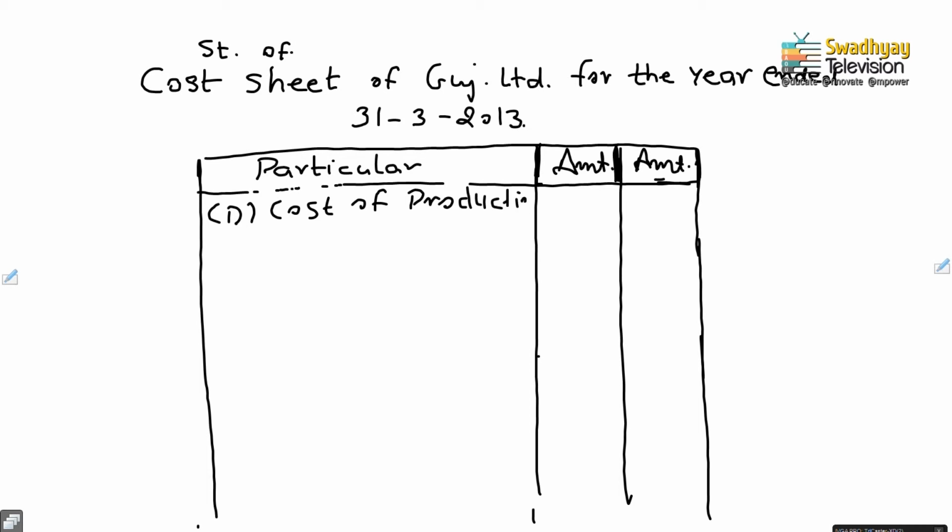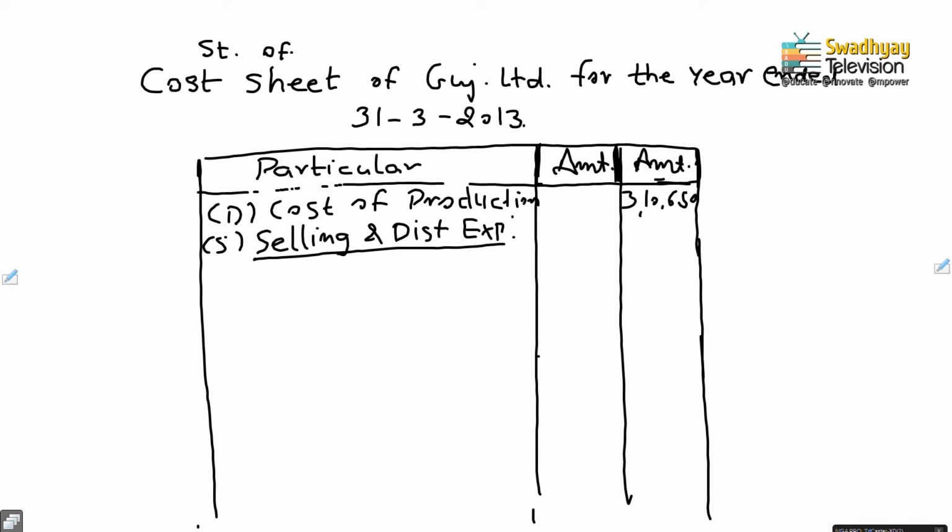And the amount of the cost of production is 3,10,650. As I mentioned, we don't have an opening stock of finished goods and closing stock of finished goods. So directly we'll add the next item, which is selling and distribution expenses, under the head of selling and distribution expenses.